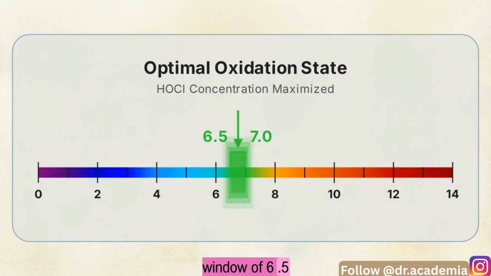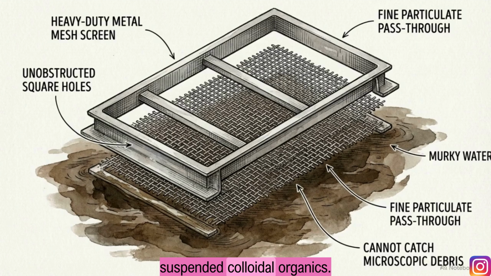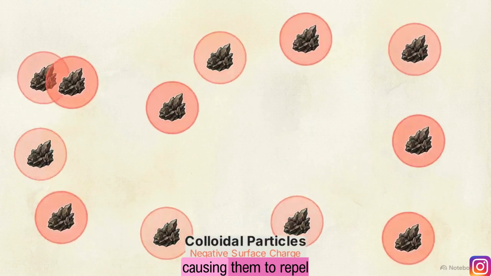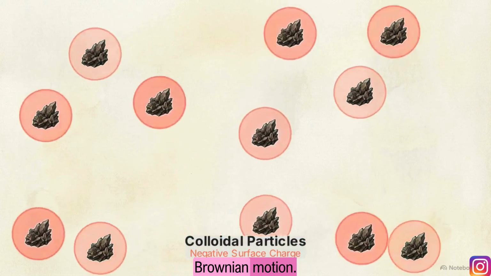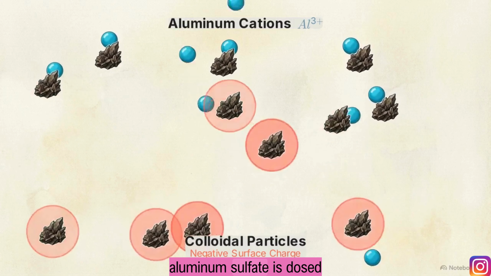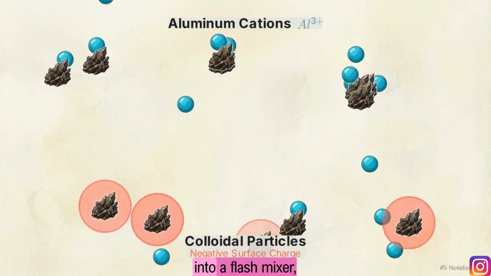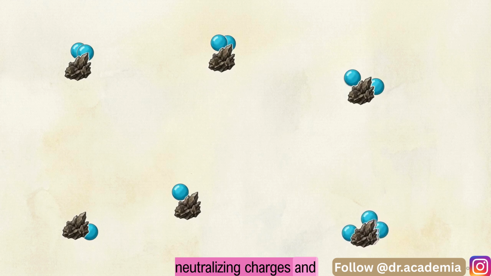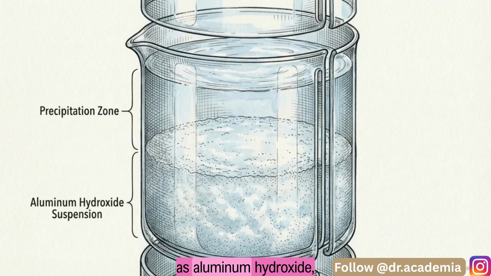Phase 1 neutralizes biological threats and forces invisible, dissolved metals into a physical form that can be targeted in the next stage. The next challenge involves suspended colloidal organics. These particles are too microscopic for physical screens. A chemical paradox keeps them suspended. These particles carry negative charges, causing them to repel each other in constant Brownian motion. To break this, aluminum sulfate is dosed into a flash mixer. Positively charged aluminum cations attach to the colloids, neutralizing charges and eliminating repulsive forces. For alum to successfully precipitate as aluminum hydroxide, the raw water pH must be maintained between 5.0 and 8.0.